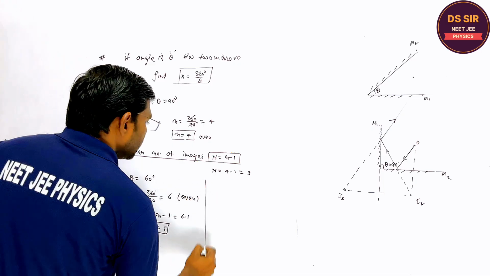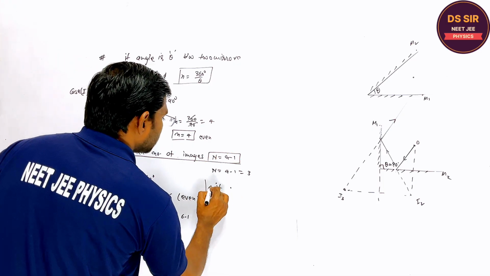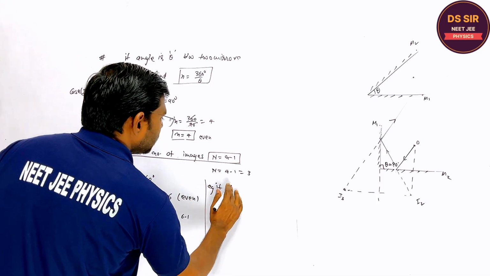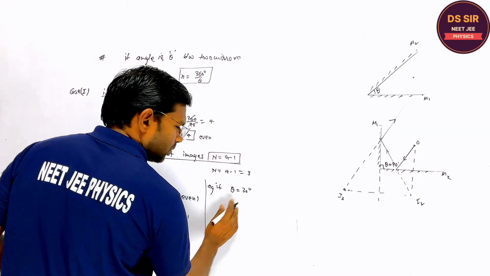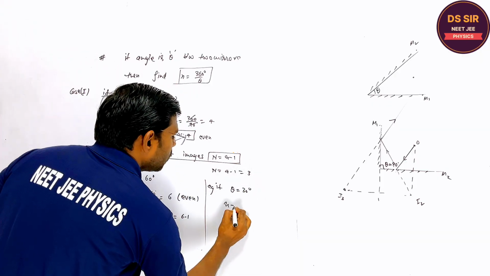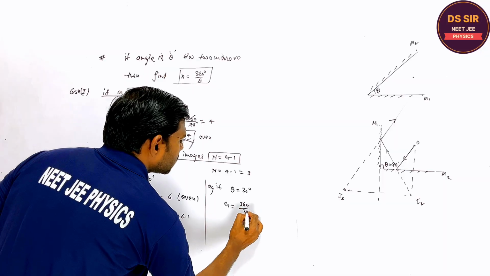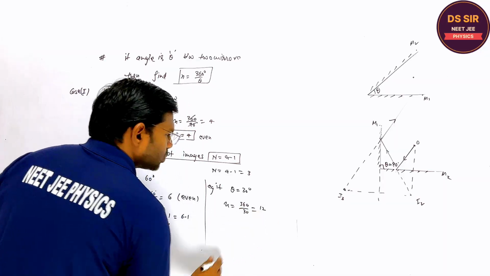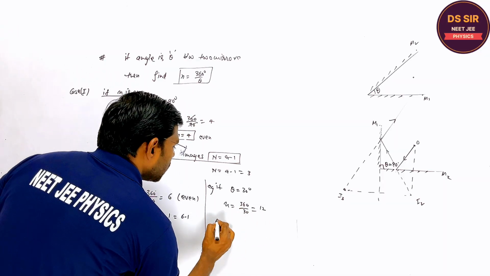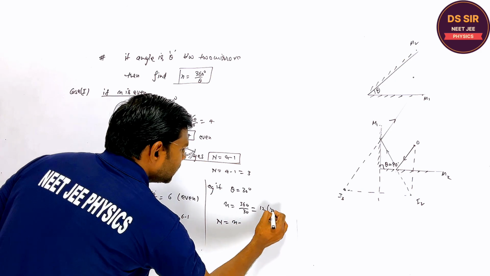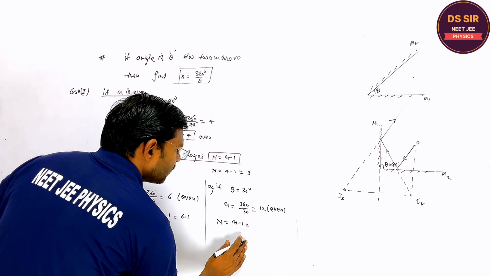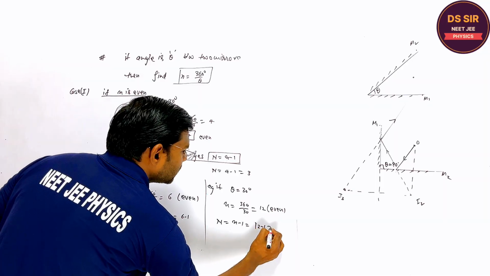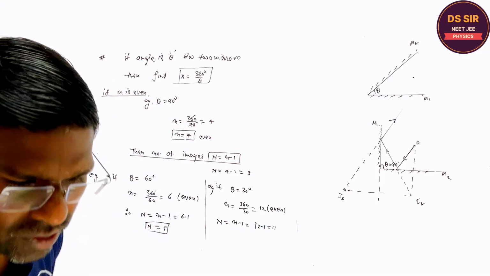In the same way, if theta is equal to 30 degree, suppose, calculate the value 360 upon 30. So how much is it? 12. So it is even, and the number of images is 12 minus 1, equal to 11. Is it clear or not, you tell?